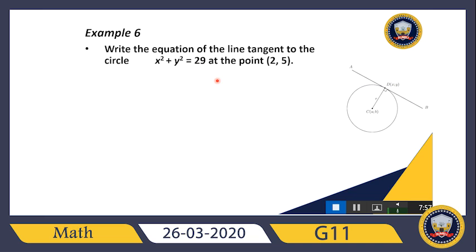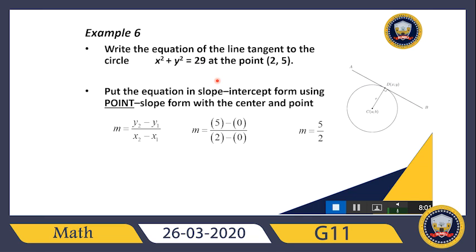First of all, I have to find the slope of this line, which is the radius. How? We have 2 points, the center which is 0, 0, and D which is 2, 5. So I can find the slope by using the formula as we said, 5 minus 0 over 2 minus 0, so the slope would be m equals 5 over 2.